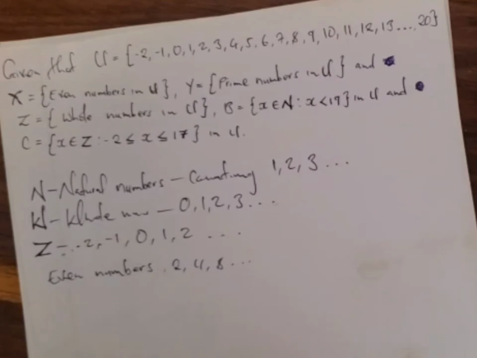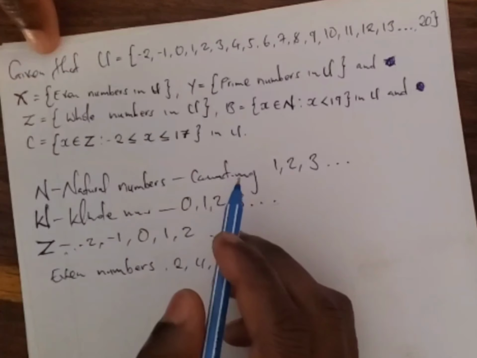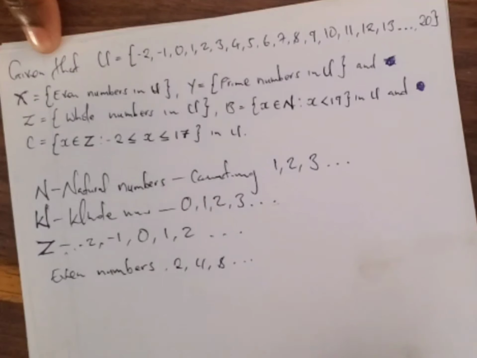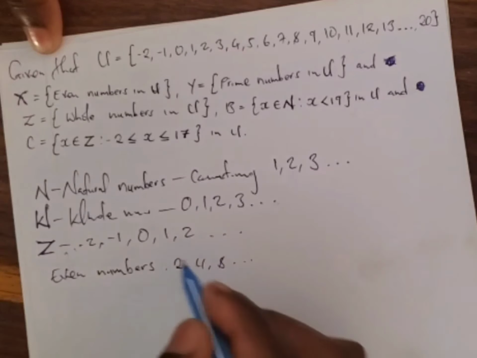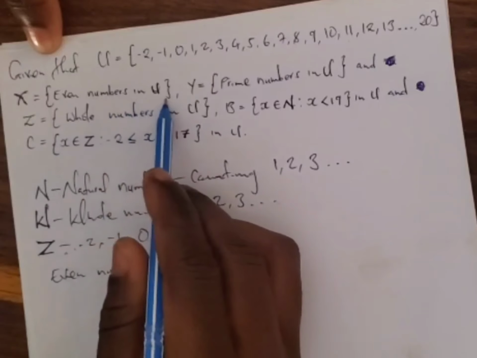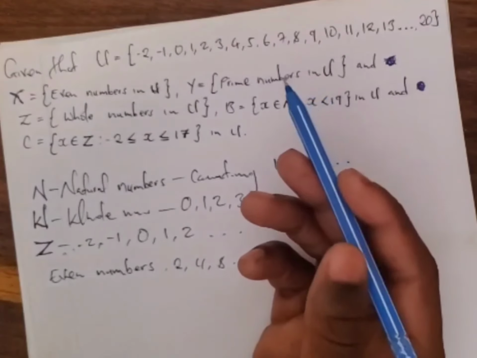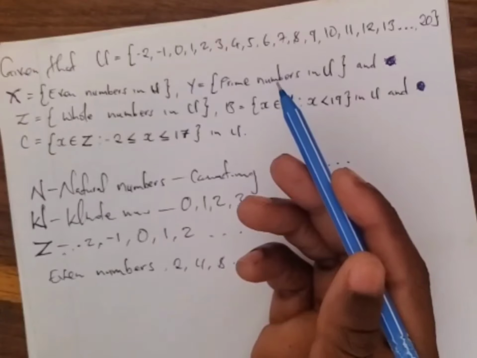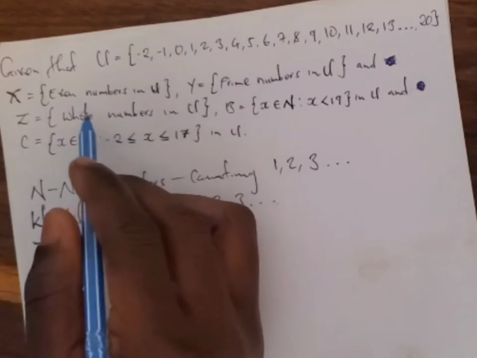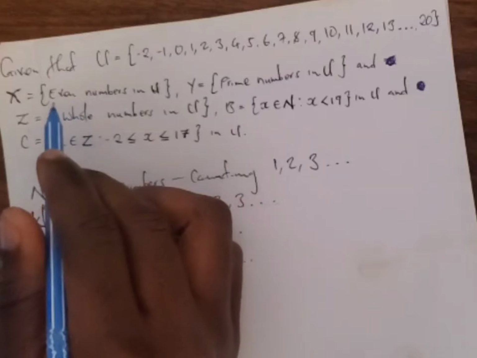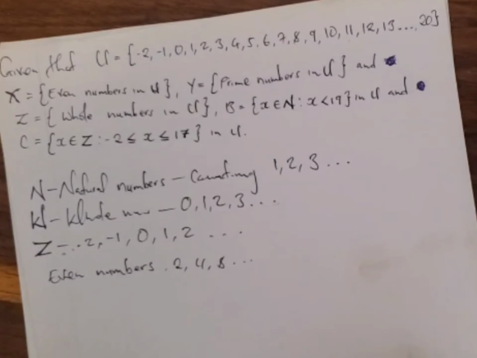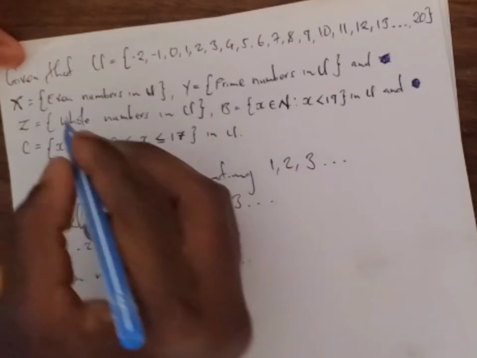Let's now look at this example. Given that U, like I said, stands for universal set, X is equal to even numbers in U. You see, like I was saying, they'll just say X stands for even numbers in U. If it's in an exam, you'll be dataless. This is how they bring questions, exactly like this. If you don't know what even numbers are, you face hell.